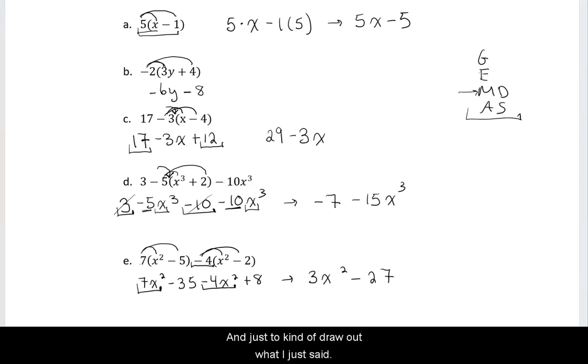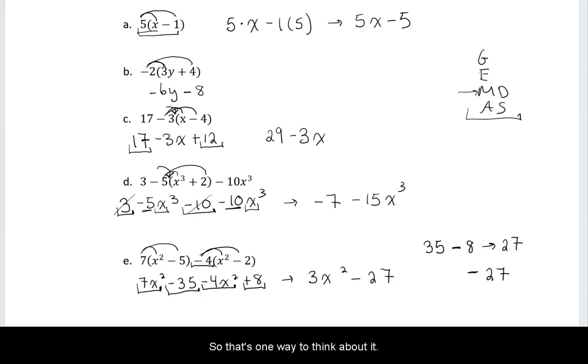And just to kind of draw out what I just said, the way I figured that out was I said, okay, well, what if 35 were positive? And then I needed to take away the 8. So basically I'm figuring out the difference. That's 27. But then I had more negatives than I did positives. So I knew that my final answer had to be negative. So that's one way to think about it. You can also use a number line, right? So there are a few different strategies.